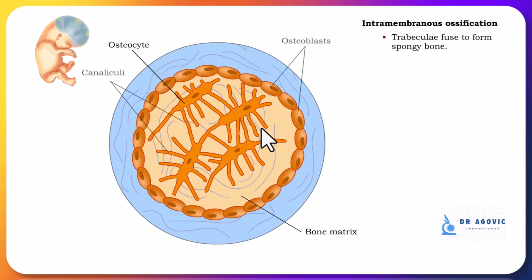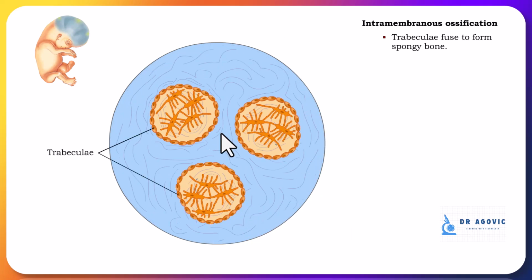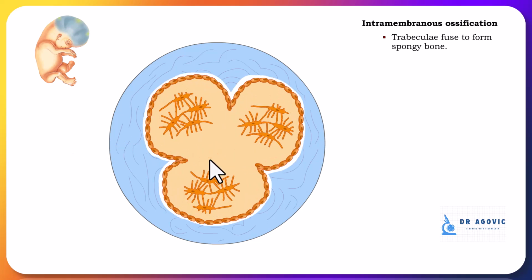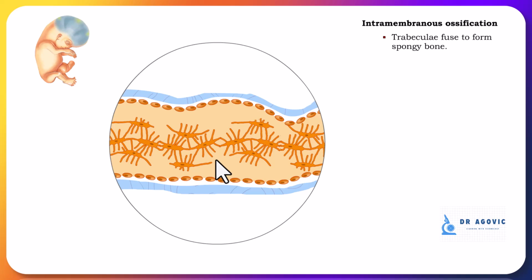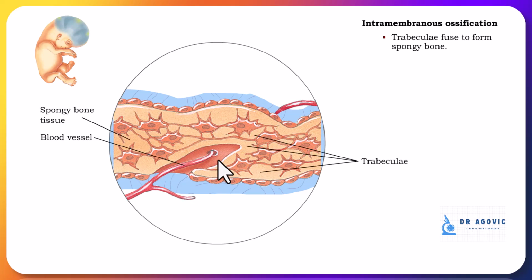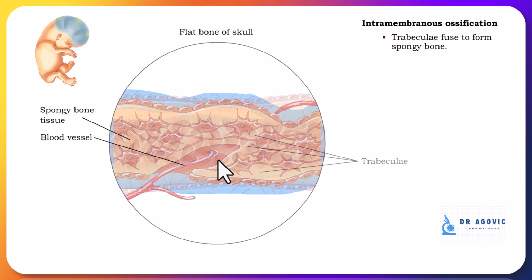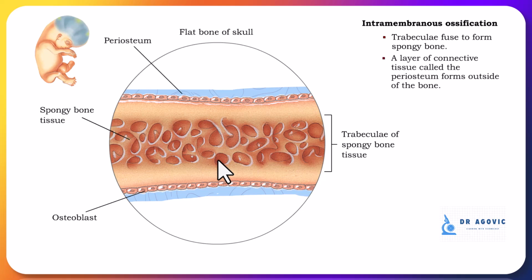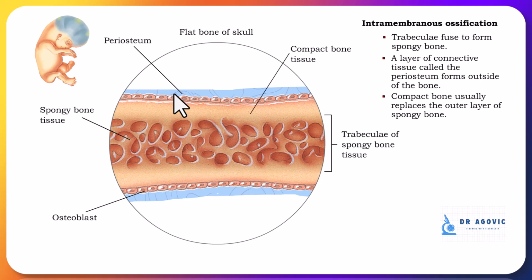The bone matrix develops thin columns of bone called trabeculae, which fuse to form spongy bones. Blood and lymphatic vessels grow into the surface of newly formed bone and develop red bone marrow. Outside of the bone, a dense layer of connective tissue called the periosteum forms. Most outer layers of spongy bone are eventually replaced by compact bone, but the centers remain spongy.